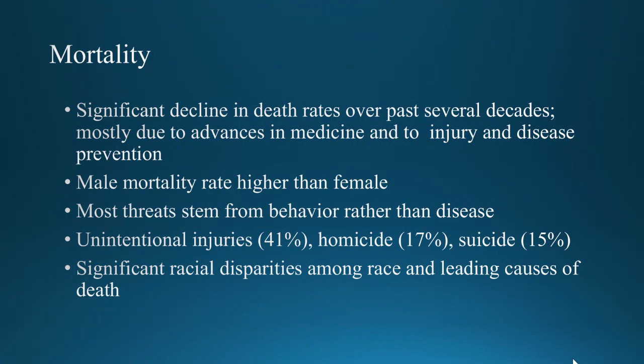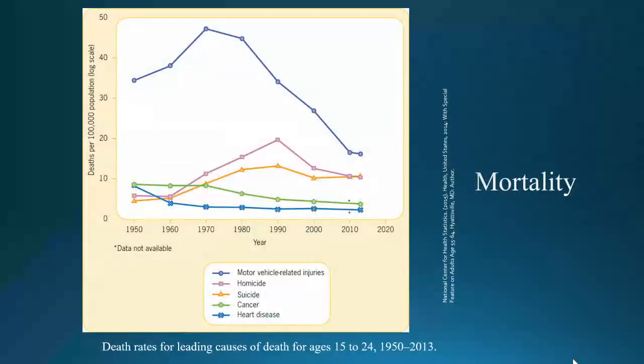Again, there are significant racial disparities in the cause of death for those different categories. Here's a graph showing an example of the leading death rates for ages 15 through 24, from 1950 to 2013. What you can see is that the top leading cause of death is motor vehicle related injuries, so car accidents. As you can see, there has been a significant dip from 1970 to 2013.